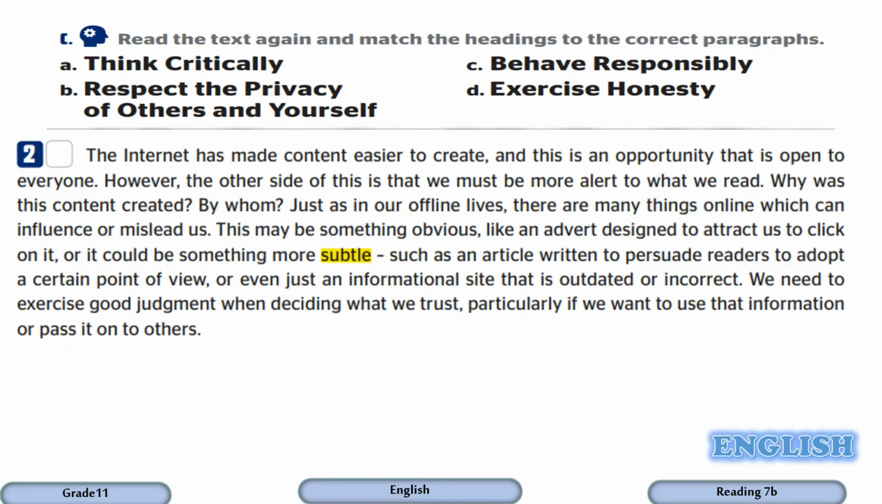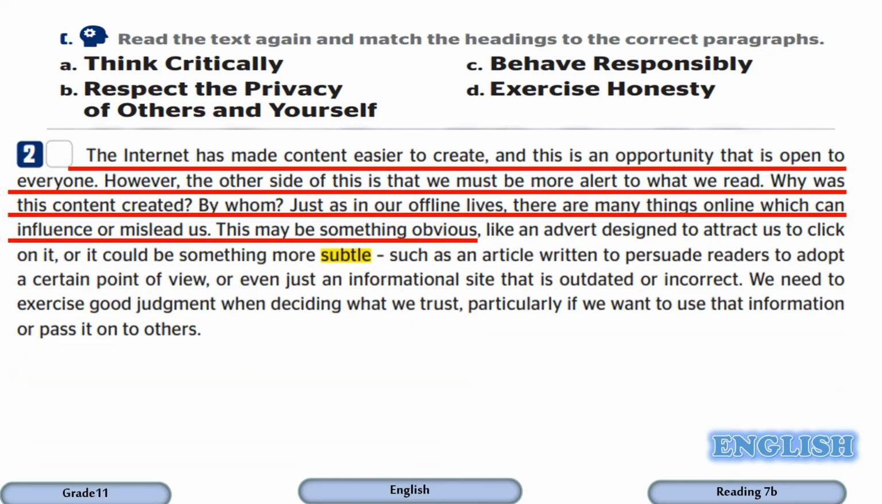Paragraph number 2. So this is our topic sentence. The internet has made content easier to create, and this is an opportunity that is open to everyone. However, the other side of this is that we must be more alert to what we read. Why was this content created? So this is about thinking critically. Why it was created and by whom.